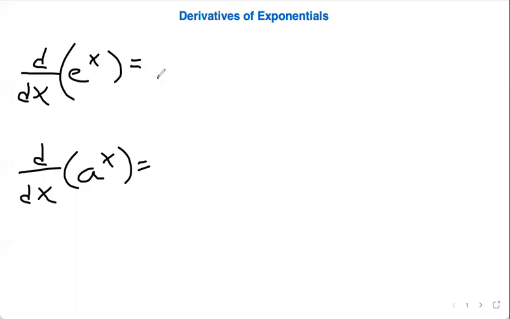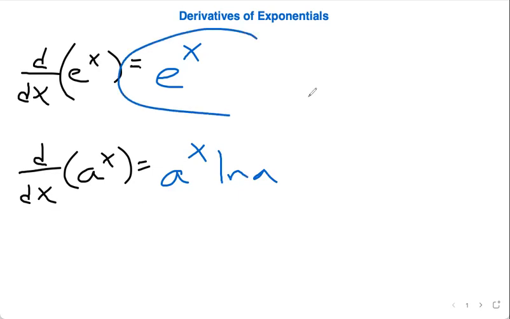The derivative of e to the x is just e to the x. That's why it's so special. The derivative happens to be itself, and the derivative of a to the x is a to the x times the natural log of a. Now, that actually is the same rule up here.